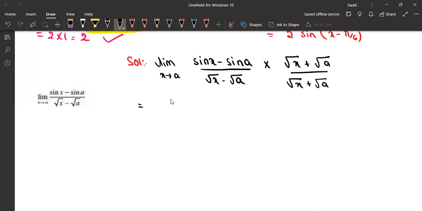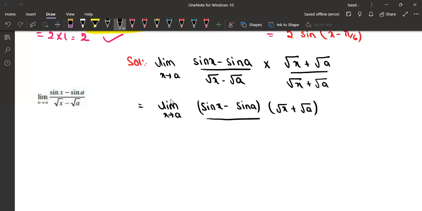So now in the numerator we have limit x tends to a, sine x minus sine a, times root x plus root a. In the denominator, we have the form a minus b into a plus b, which is a square minus b square. Using that formula, this becomes root x square minus root a square. Square and root get cancelled, so I can directly write just x minus a.